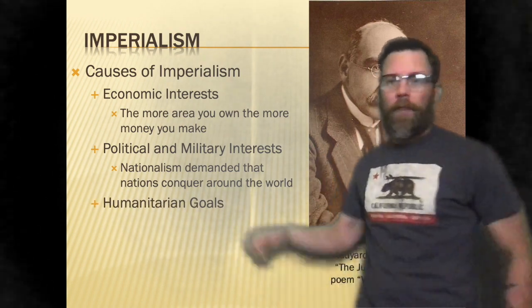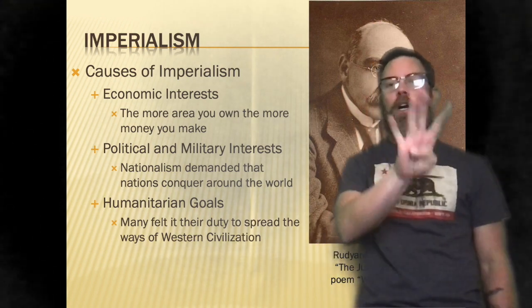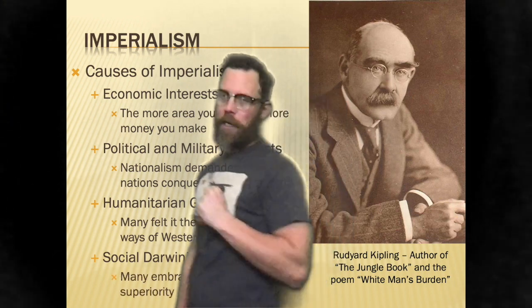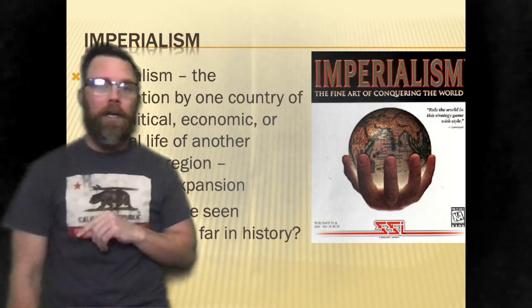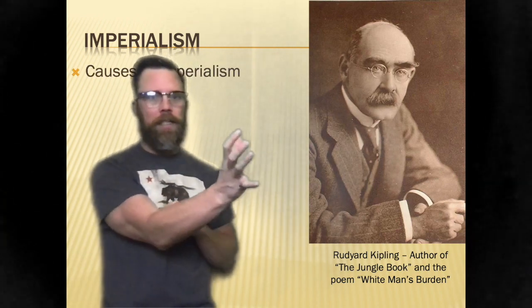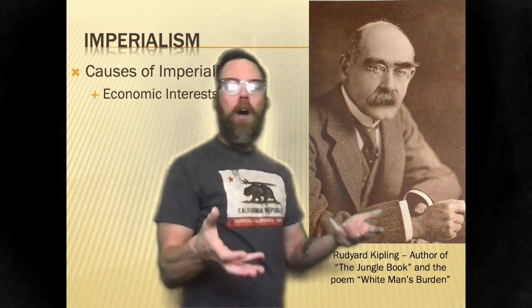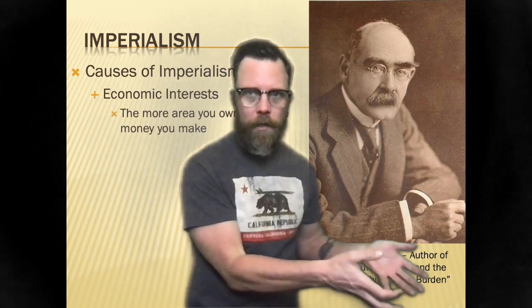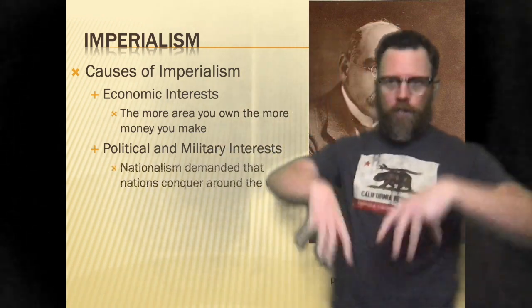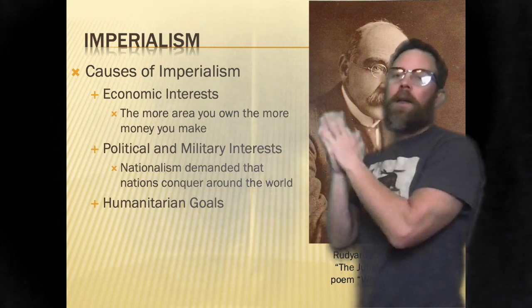Now, I'm going to tell you right now, this is a test question. This is a big test question right here, and it's the four causes of imperialism. So let's talk about the first one, economic interests. Oftentimes, economic interests are the first motivating concept behind a lot of different things that take place around the world. The concept was, the more area you own, the more resources you have access to, the more trading and commerce can take place.